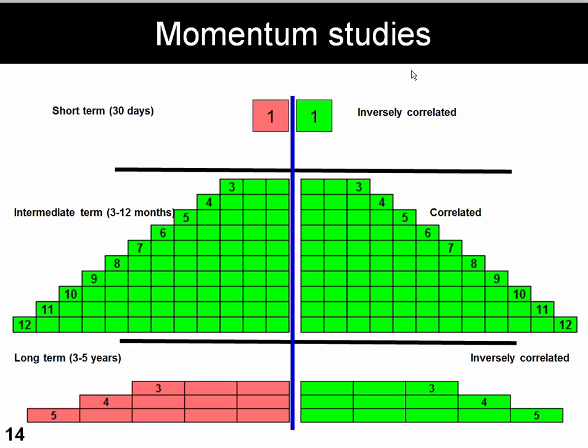Just a quick summary of what we know about momentum studies long term on monthly moves. We know that 30-day momentum tends to be inversely correlated: a very strong month of performance predicts an underperforming month. And on the long term, the 3 to 5 year time frame, that's also inversely correlated. A strong 3-year, 4-year, or 5-year outperformance in a region predicts an underperformance over the next same look-forward period, 3, 4, and 5.